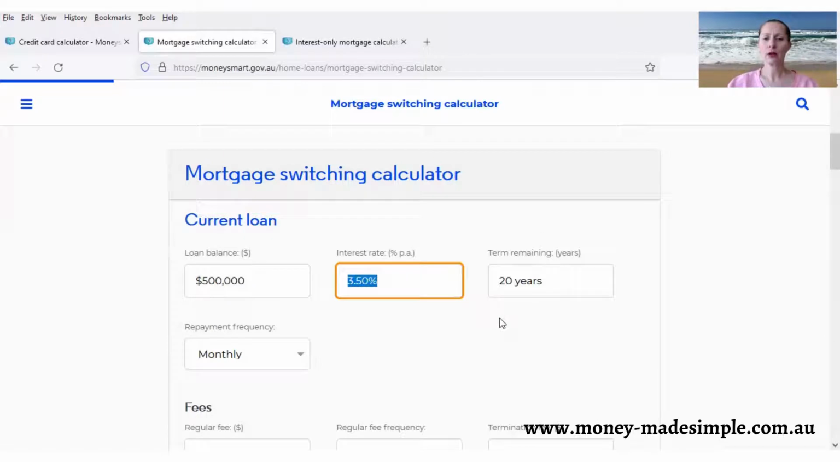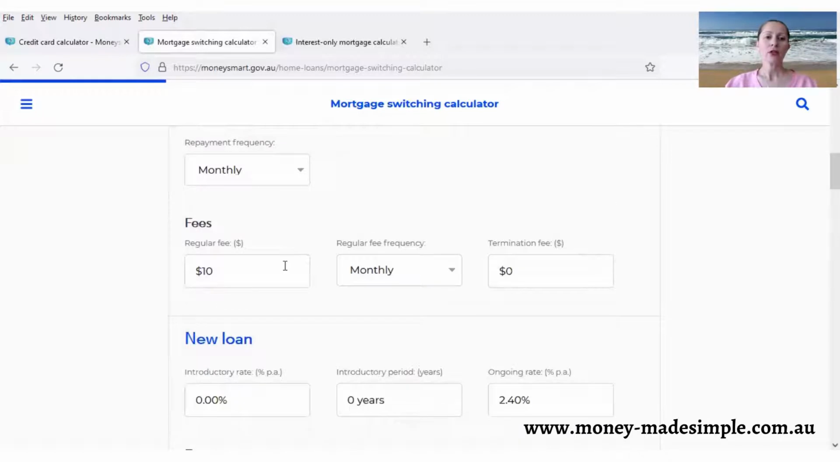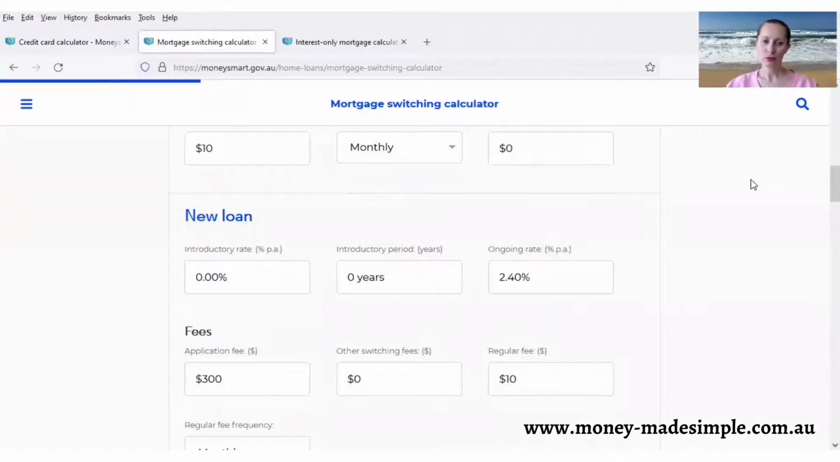And we'll start with what is at the moment a relatively high interest rate, so 3.5%. Let's assume there's still 20 years remaining on that, and that the payment frequency is monthly. So the fees, let's say $10 a month. So I will assume that there are some fees here. I'll assume no termination fee for the moment.